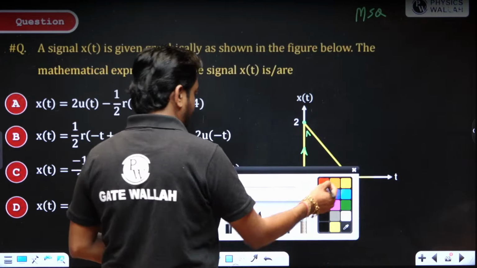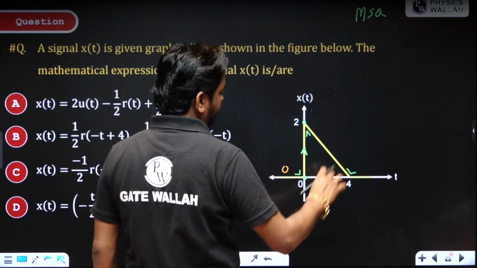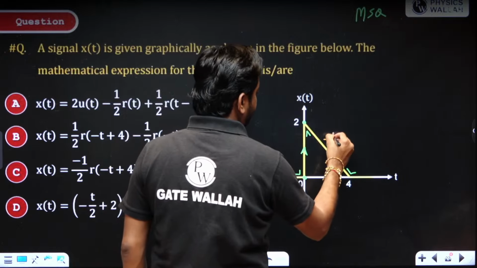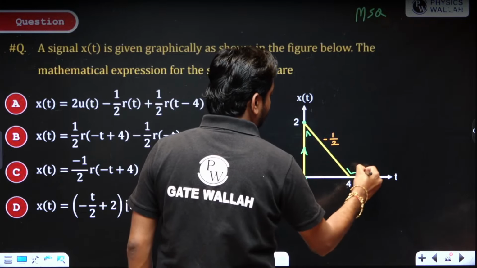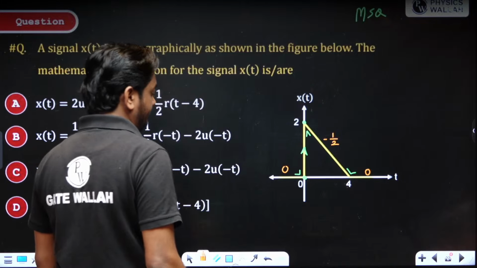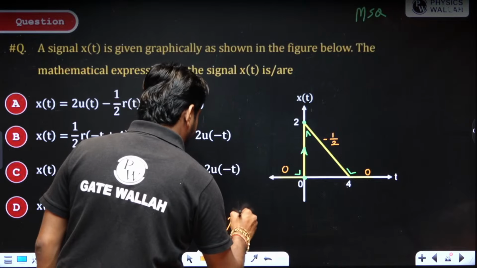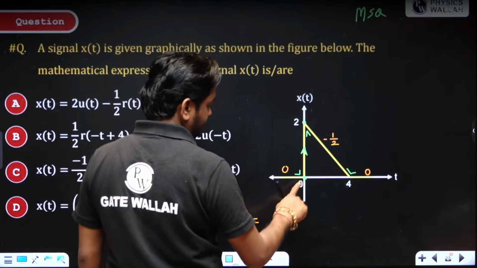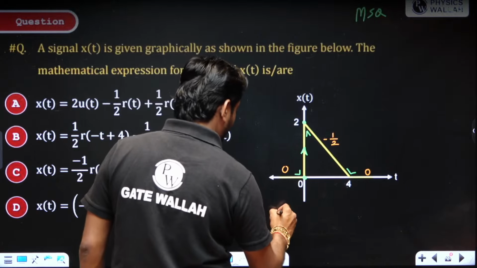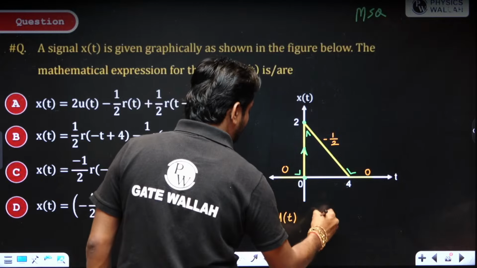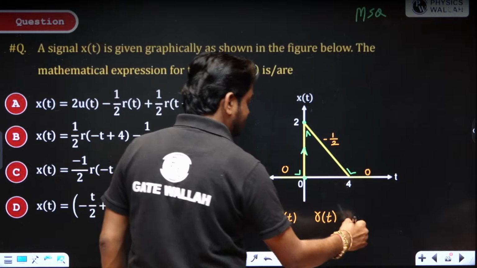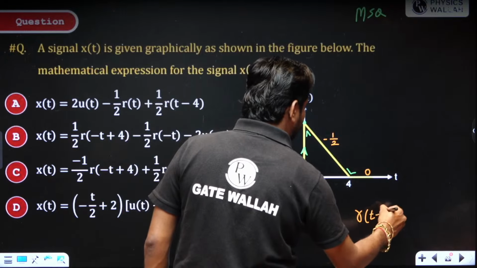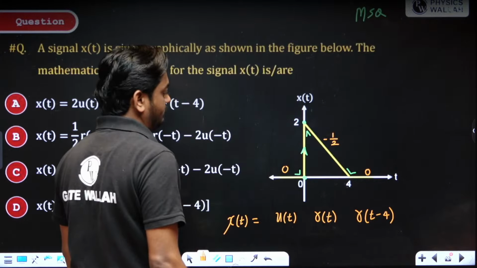Now just find the value of the slope. Here the slope is 0. Here the slope is dy by dx, so the slope is minus 1 by 2. Here the slope is 0, guys. So the first answer: x of t is equal to u of t, r of t at the origin, and this is r of t minus 4.